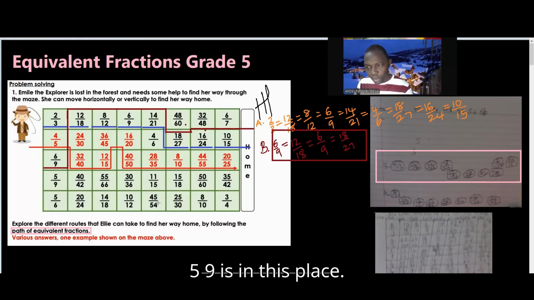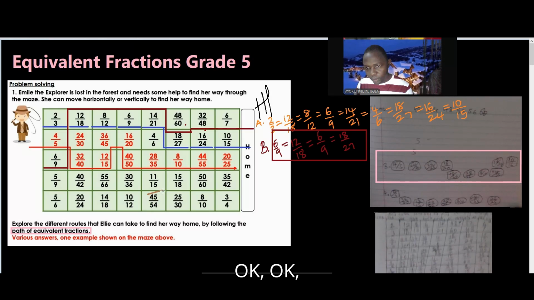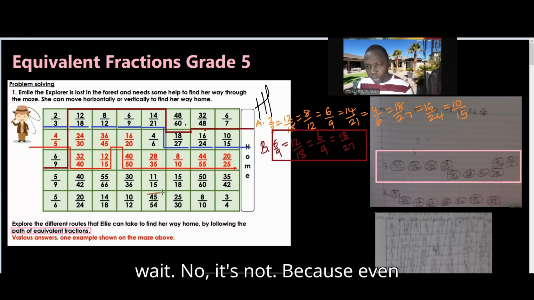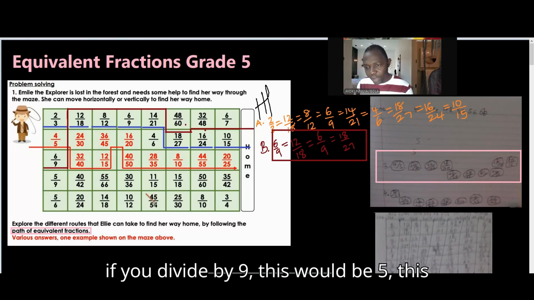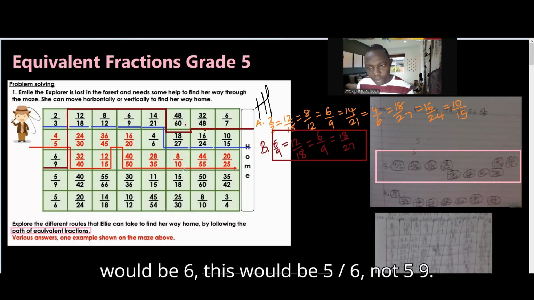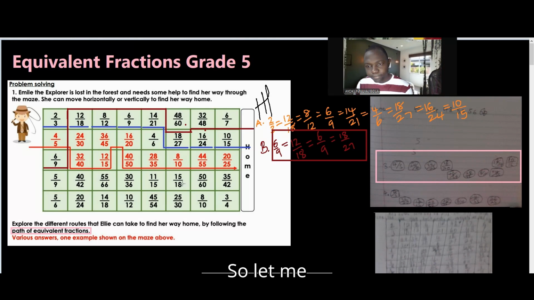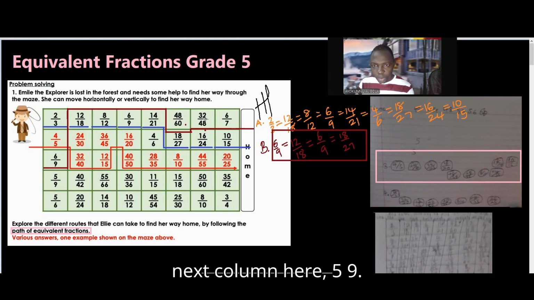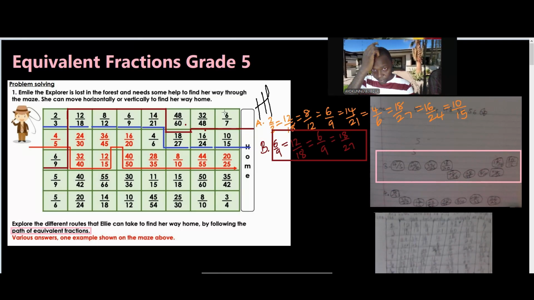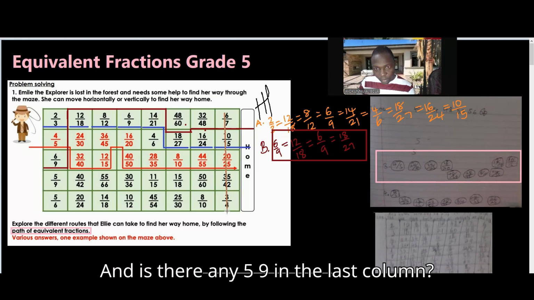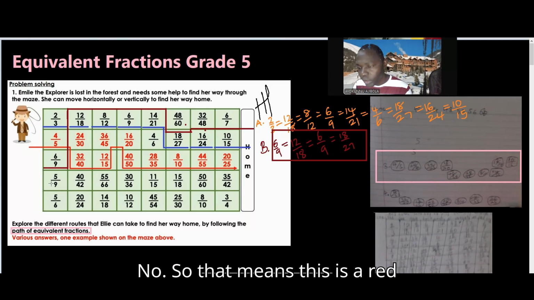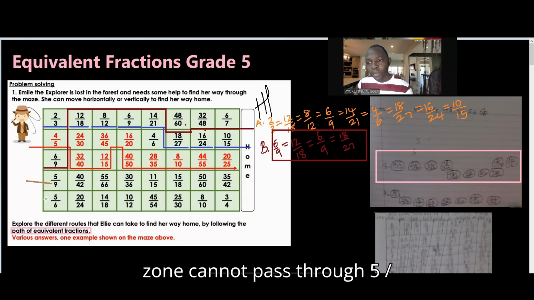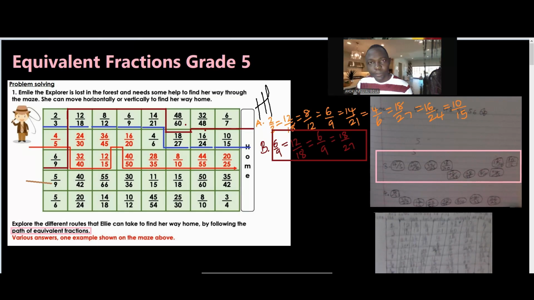The next column, 5 over 9 is in this place. Wait, no, it's not. Because even if you divide by 9, this will be 5, this will be 6. This is 5 over 6, not 5 over 9. The next column here, 5 over 9. And is there any 5 over 9 in the last column? No. So that means this is a red zone. Cannot pass through 5 over 9.